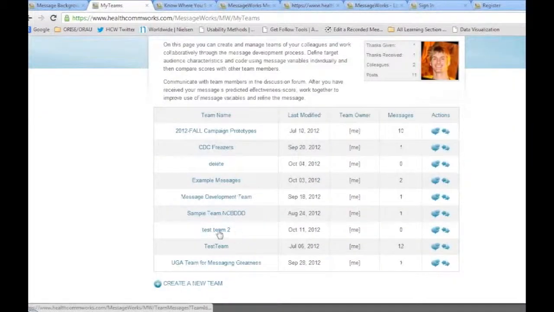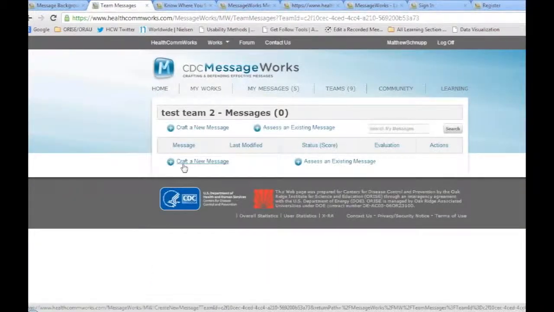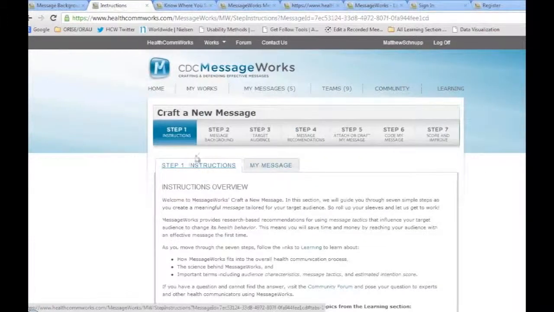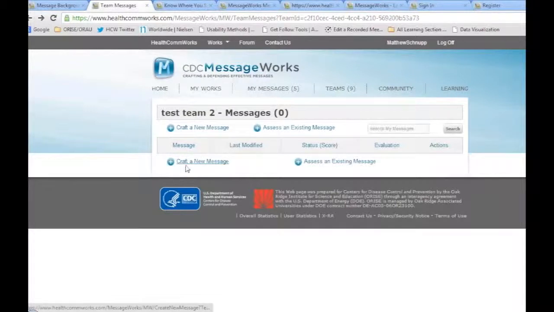So then you'll see that this is now part of my collection of teams, and when I go into that, you'll have the opportunity to craft a new message or assess existing, and that's the same set of processes, same set of steps that you just went through personally. It's just that right now I'm in a team setting, so when I create a message, I'll have those messages listed down here, and that's how I can tell they're part of this team, and Eileen could see that, or anybody else that we invite.